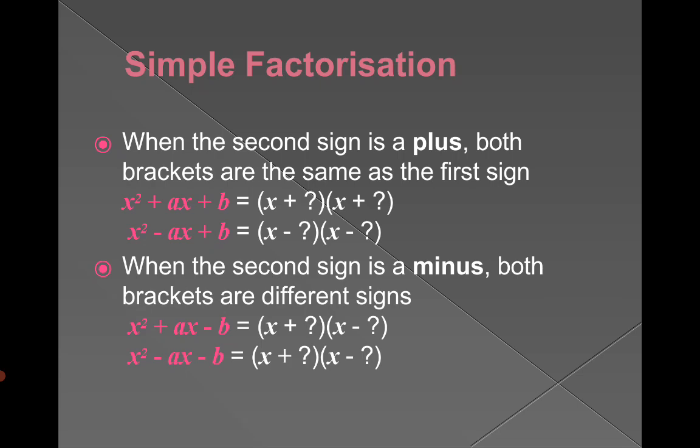All right, another important rule or hint is that when the second sign is a minus, both brackets have different signs. Say, for example, we have a negative sign here, then both brackets must have different signs. These are just tips to help you when you are factorizing quadratic expressions so that you don't waste time trying to figure out which sign you must put where.